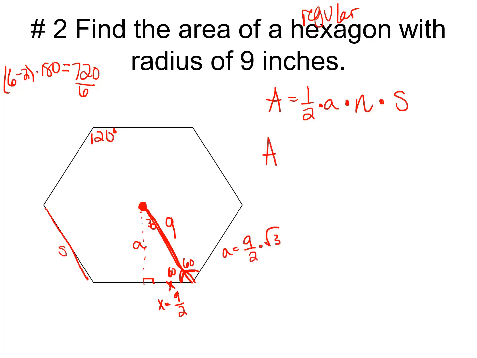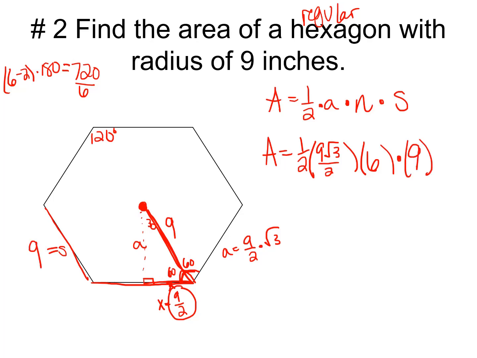So for my solution then, I have 1/2 times the apothem, which is 9 square roots of 3 divided by 2, times the number of sides in a hexagon, which is 6, times the side length. Well, we found this little distance of x to be 9 divided by 2. So if we double that to find the entire side length, that gets me back to s being 9 inches. So we now can find the answer for the total area. 1/2 times 9 times the square root of 3 divided by 2 times 6 times 9.